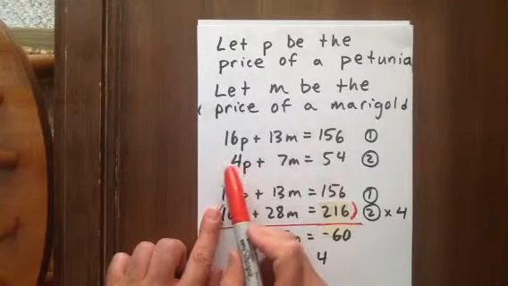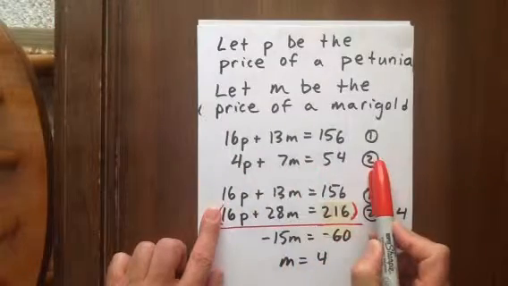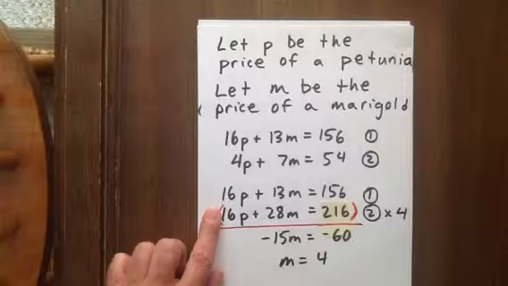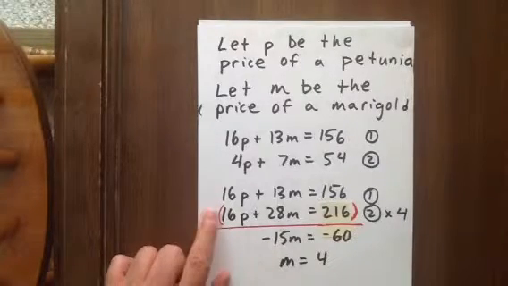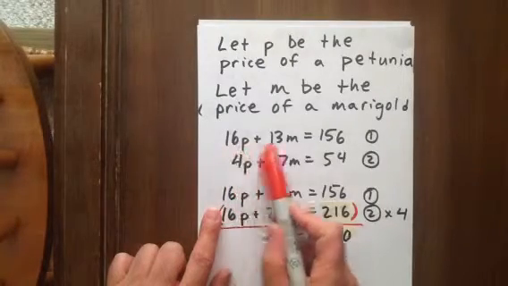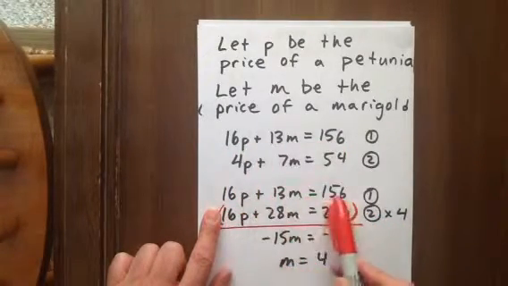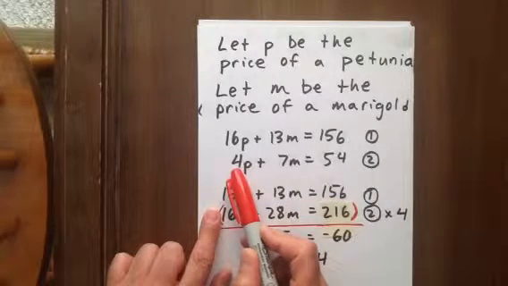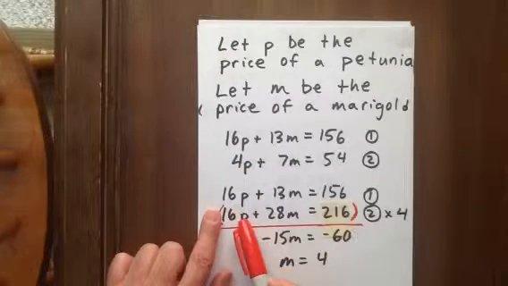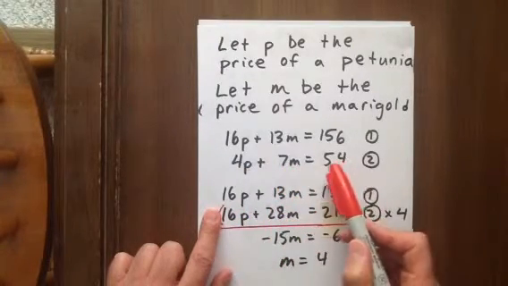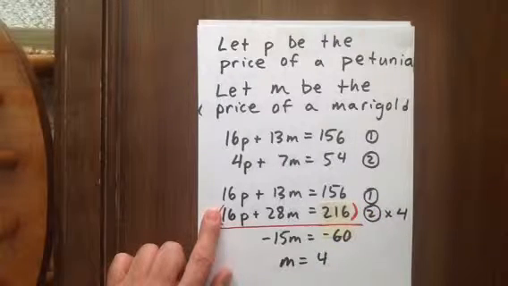Well, if I multiply this entire equation by 4, my P coefficients will be the same. So that's what I'm going to do. Now we're not going to pay attention to the red brackets or minus sign yet, and we're just going to say, leaving the first equation the same, then multiplying every term in the second equation by 4, we get 4p equaling 16p, 7m times 4 becomes 28m, and 54 times 4 becoming 216.